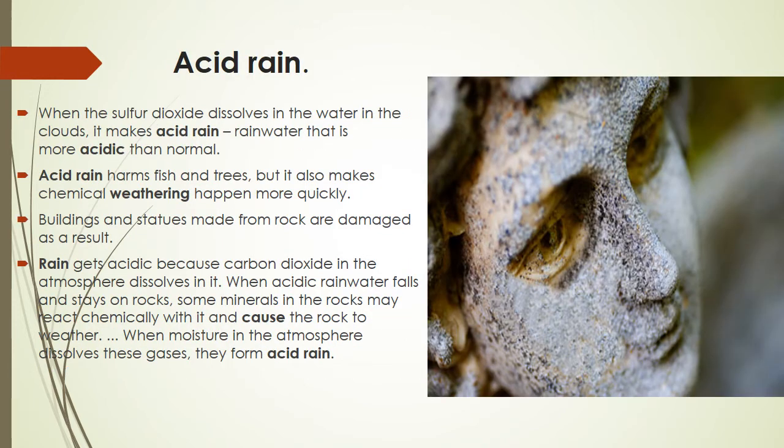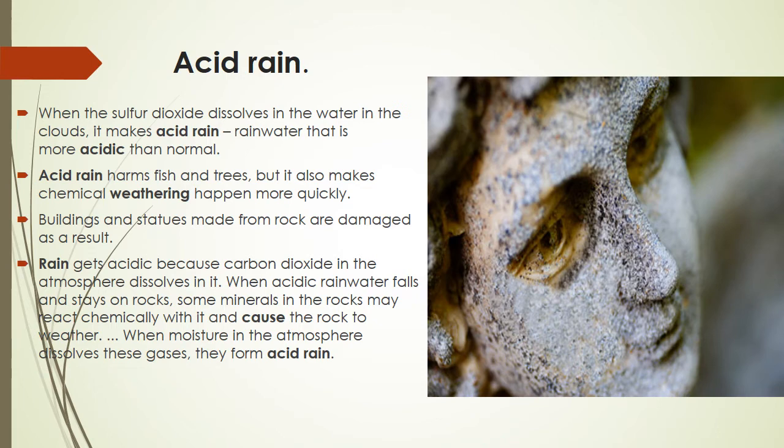Now we will see how acid rain actually occurs. In the figure you can see a monument. It is some marble material which is weathered because of acid rain. There are lots of spottings and it has turned gray or black. When sulfur dioxide dissolves in the water in the clouds, it makes acid rain, rainwater that is more acidic than normal. Acid rain harms fish and trees, but it also makes chemical weathering happen more quickly.